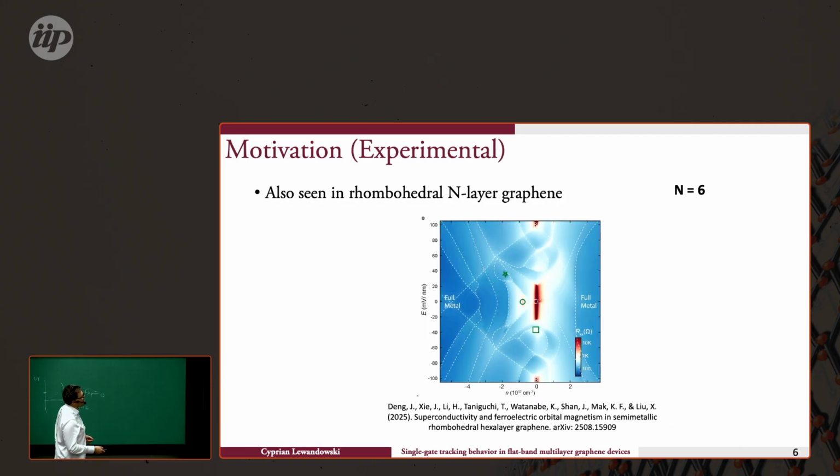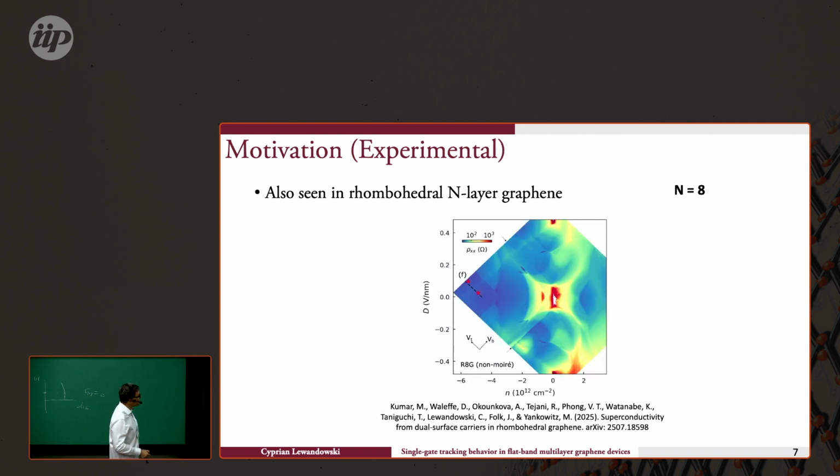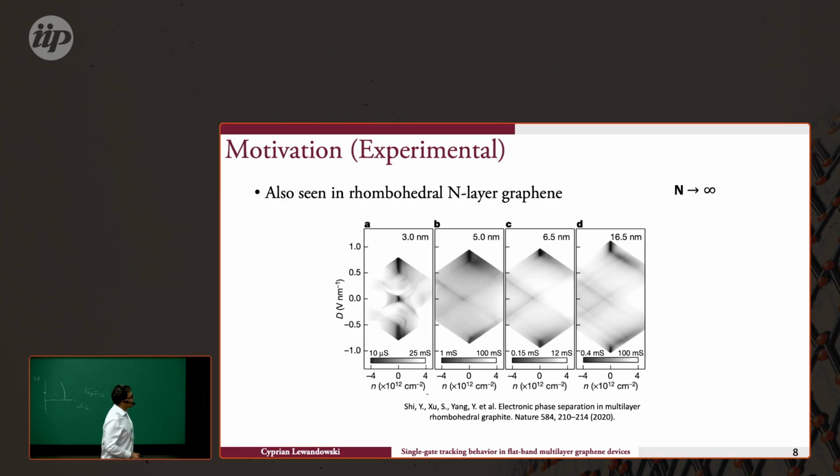And in particular, if I keep increasing the number of layers, this is just some sets of data that I found online, and I am sorry if I have missed anyone. For example, for n equals 6, you are beginning to see these boundaries here that follow one gate, and those boundaries over here. Similarly for n equals 8, you are seeing such features, and ultimately you can also go to an infinite limit where you are also seeing such features that seem to follow a single gate.